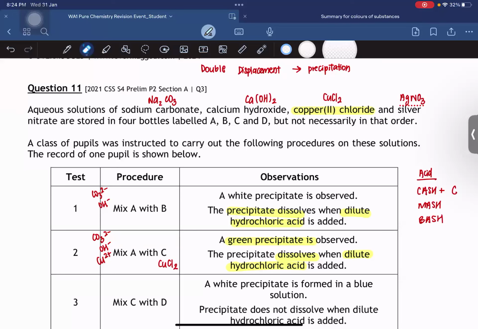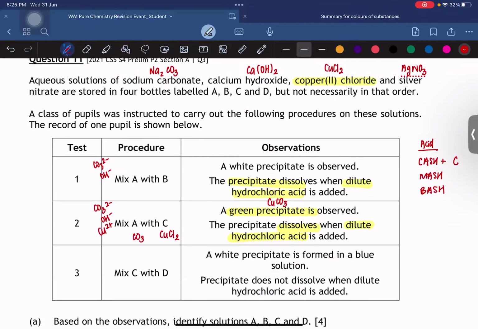Do you all understand? So based on now part 2, A makes with C to form a green precipitate. I know my green precipitate is what? Copper 2 carbonate. This tells me that A has a carbonate in it. Correct? What is the only carbonate option in your list here? Sodium carbonate. Do you understand? So that means A here is also sodium carbonate. Clear?